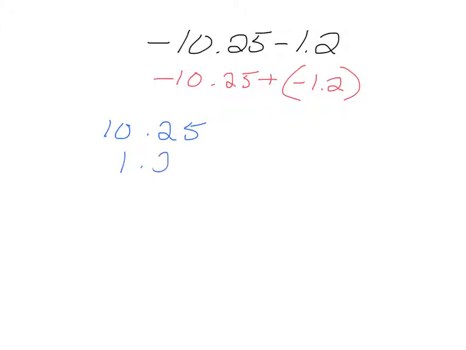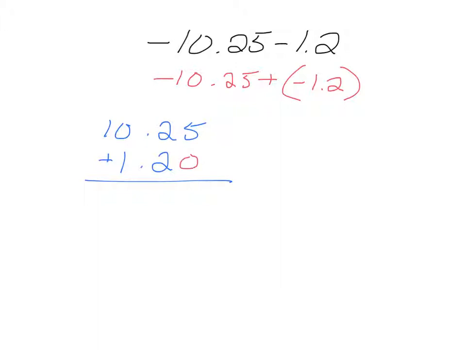For this one, we've got decimals. So we rewrite the problem: negative 10.25 plus negative 1.2. So now we want to look. Both signs are negative, and we change the subtracting to adding a negative. And we have two negatives, which is perfect. So we will add their absolute values. So that's just 10.25 plus 1.2. Make sure you line up your decimals. I notice some of you are not, and that's why you're getting some wrong.